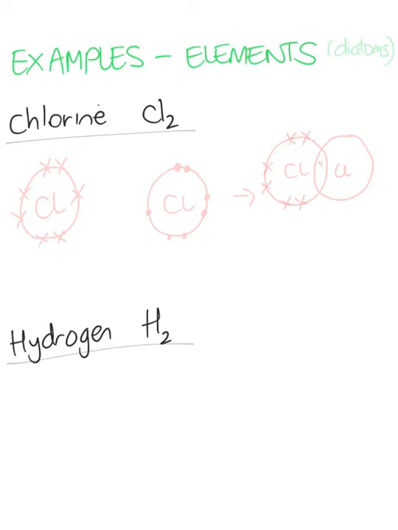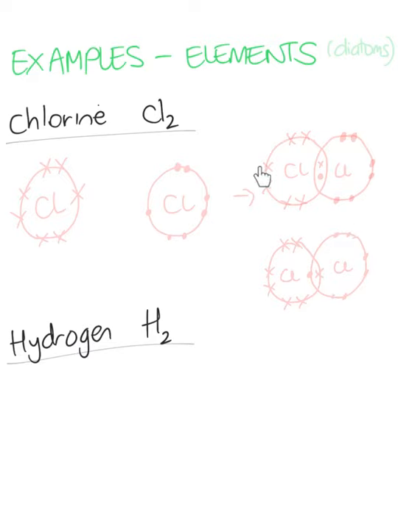Okay, then this chlorine has 1, 2, 3, 4, 5, 6, and again because it needs 1 electron to fill its outer shell, it's going to share 1. So you draw it in the sharing area. Now you could have represented it like so. It doesn't matter which way around you do it. These 2 diagrams here are representing exactly the same thing. Doesn't matter which way around you show it.